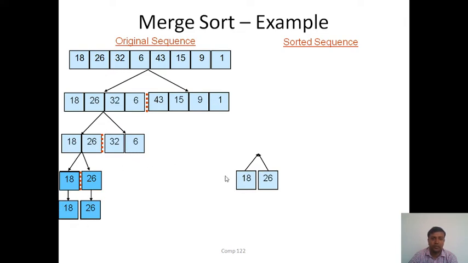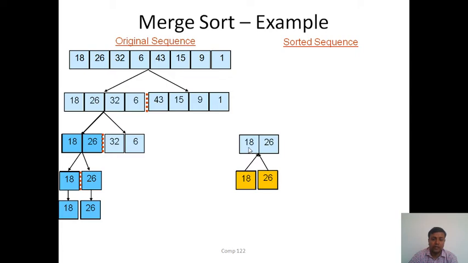That is what the recursion does. So 18 and 26. Now this is a combined part. Ultimately you have two sorted arrays that you have to combine into one sorted array. That is what the merge does, that is the requirement. We will have a separate example to go in depth.